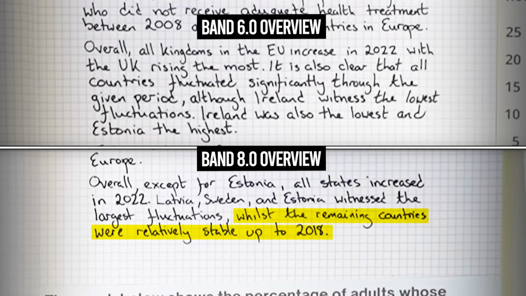Whilst the remaining countries were relatively stable up to 2018. So we're not saying that they were exactly stable, like it wasn't a straight line. We're using the word relatively to show that we are comparing the 3 countries with the other 3 countries. Again, comparisons are very, very important in task 1.